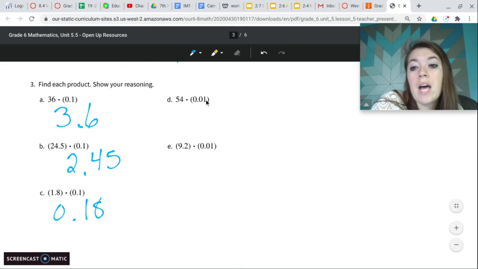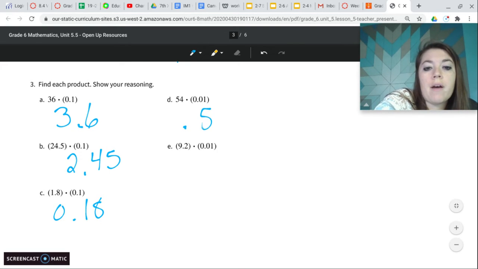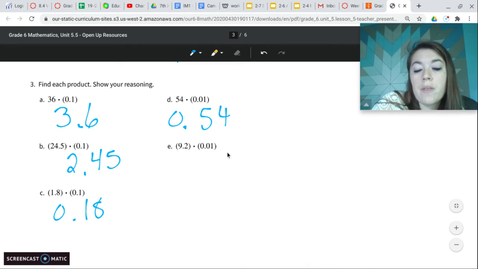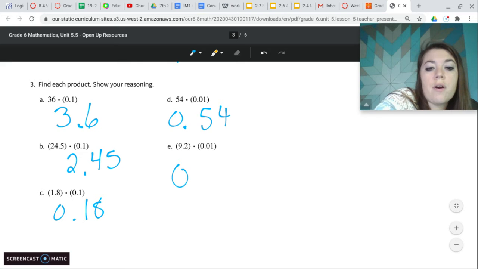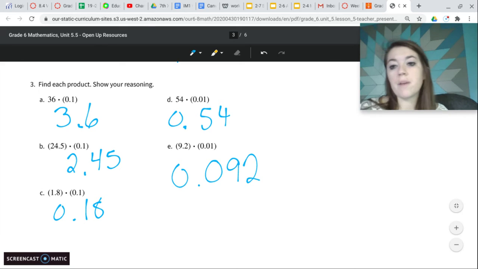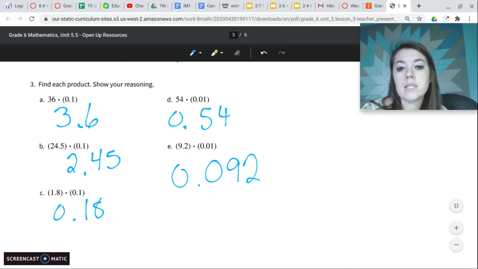54 times 100th. So we move the decimal 2 places, so 0.54. And the last one, we have 9.2 times 100th. So we move it 2 places. We already have a decimal here, so 1, 2. So it means we're going to have 0.092. Sometimes we have to add those zeros in because we have to move the decimal place so many times more than what our number is. So we end up with a small decimal.